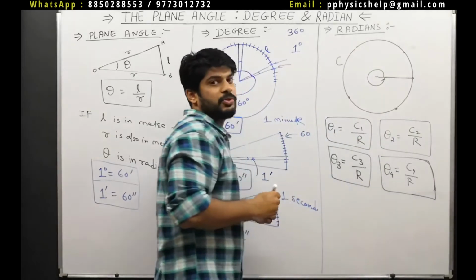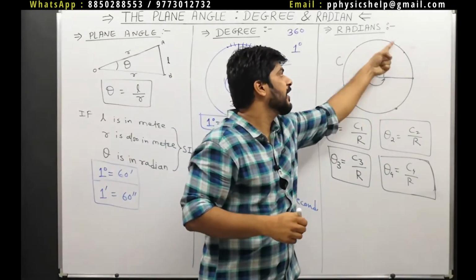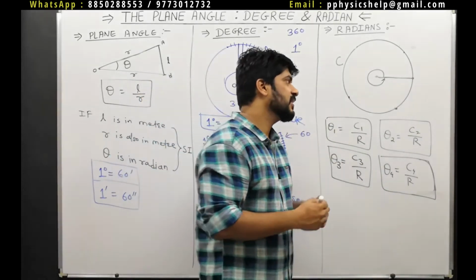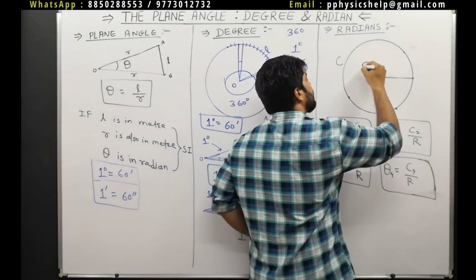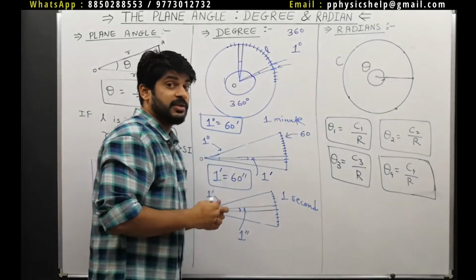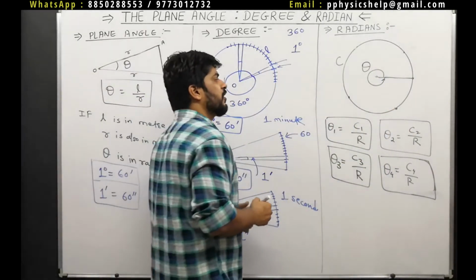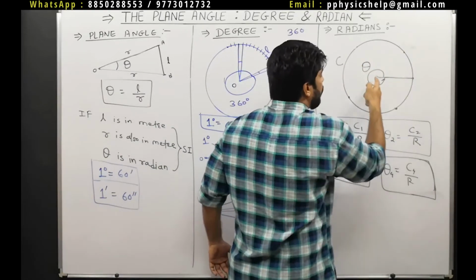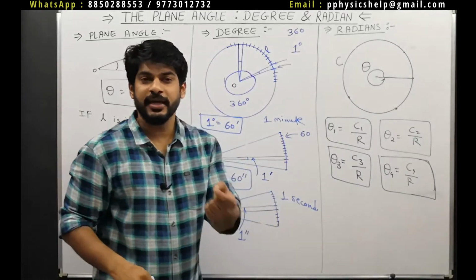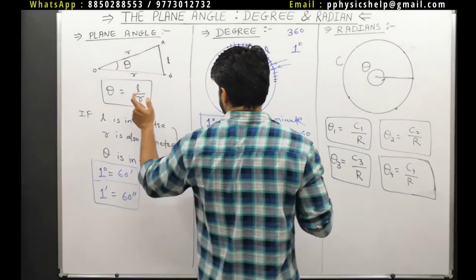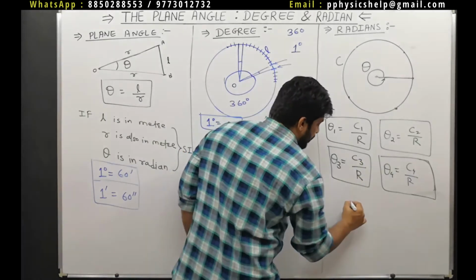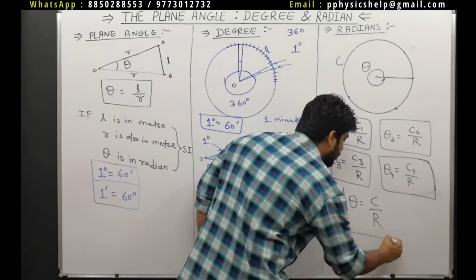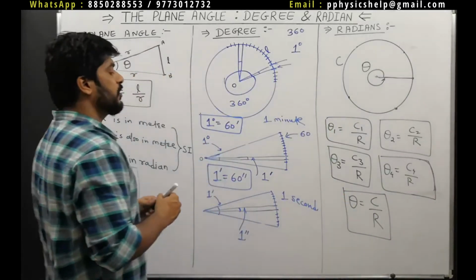Okay, because we know the total arc length of the total circle is nothing but the circumference. So let's call this C, and let's call the total angle of the circle theta. Or we can say the total angle subtended by this circumference with its center is called theta. So again, applying the same definition, we can write here theta is equal to C upon R.